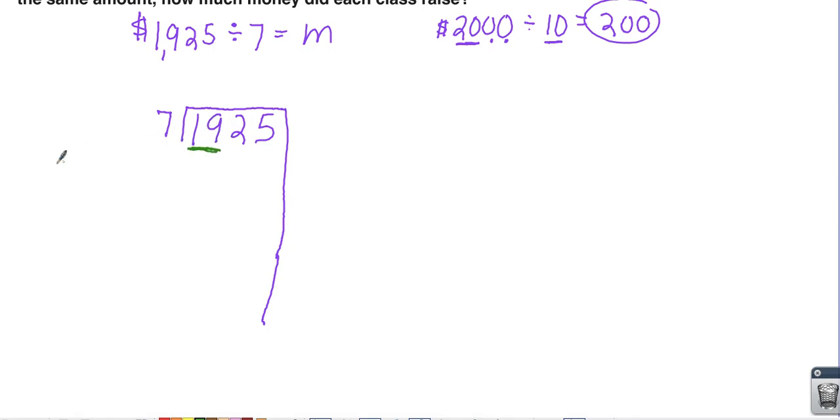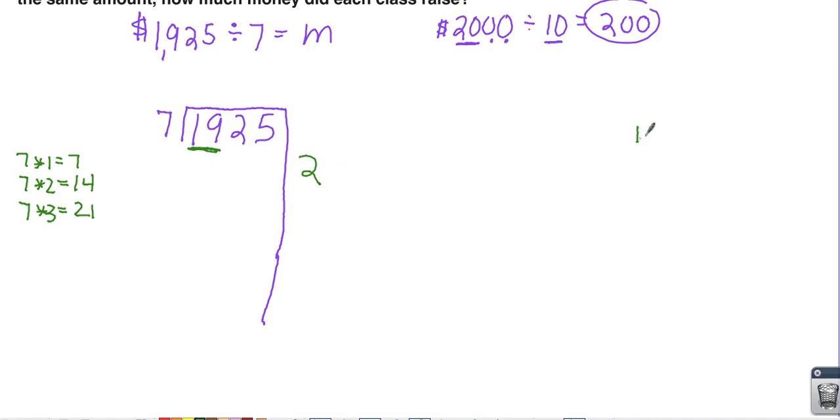19 divided by 7 I can do though. 7 times 1, write your multiples. 7 times 2 is, yep, you're right, 14. 7 times 3 is what? 21. That's too big, so let's go back to the 7 times 2. So 19 divided by 7 is 2. I'm going to put that out here on the side. 2 times 7 is 14.